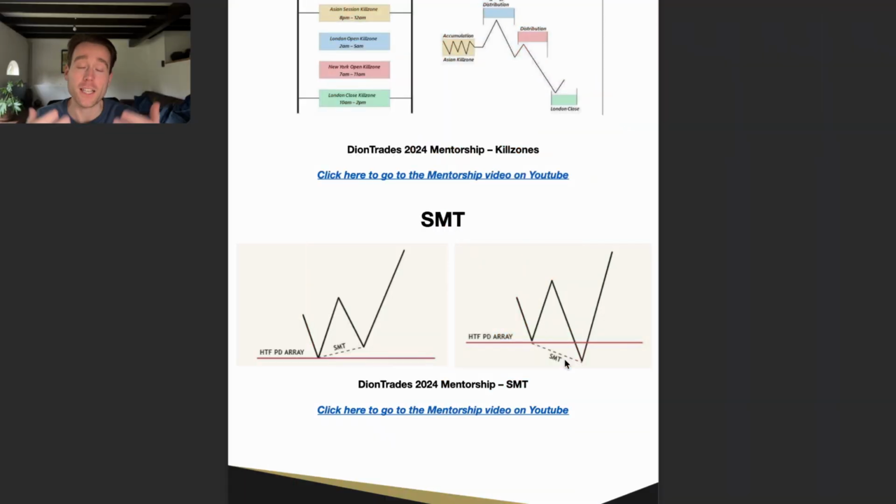Then SMT. SMT is a divergence between 2 correlated pairs, let's say NASDAQ and ES, or Euro US dollar and GBP US dollar. They're correlated, so they should move the same. If Euro US dollar goes up, GBP USD should go up, and vice versa. With an SMT, one of the 2 doesn't follow the other. So let's say one of them makes a higher low and the other one makes a lower low, and we still go in the same direction. That means this could be a potential reversal.